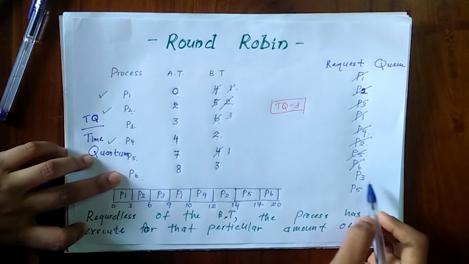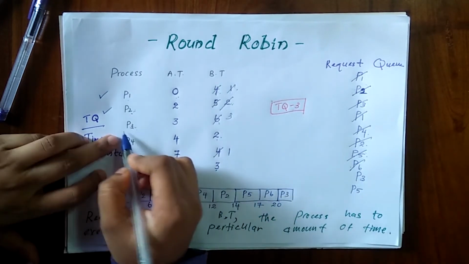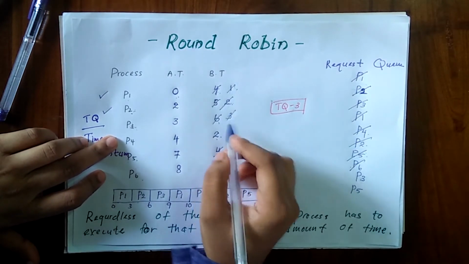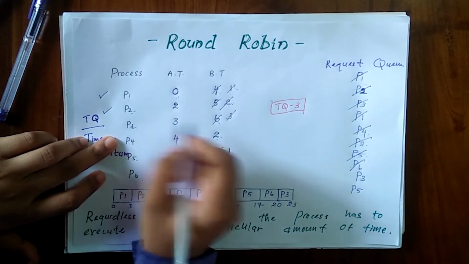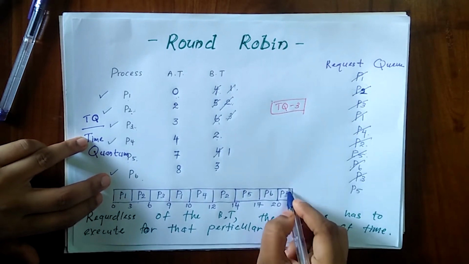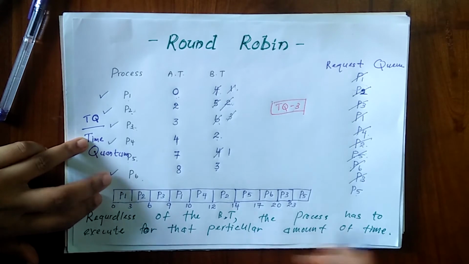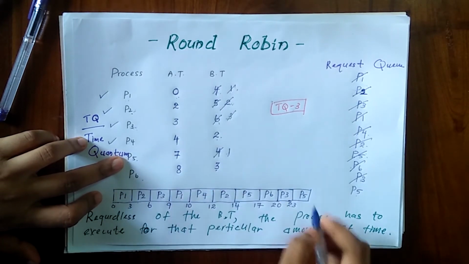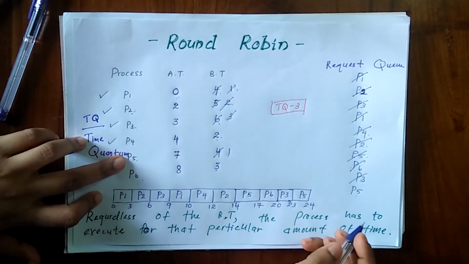Right. And then P3. We write P3 here. It is 3. So we can write the whole amount. We can write the full amount 23. Right. So we are done with P3 as well. And P6 also. And the final process is P5. So we write P5 here. It is only 1. So we are going to place it here 24. Right? Done with P5 as well.